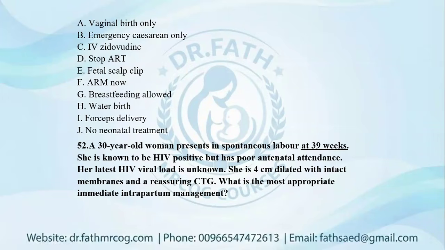Okay. A 30-year-old woman presents in spontaneous labor at 39 weeks' gestation. She is known to be HIV positive but has poor antenatal attendance. Her latest HIV viral load is unknown. She is a first-time dilated with intact membranes and a reassuring CTG. What is the most appropriate immediate intrapartum management for this patient at 39 weeks in spontaneous labor?